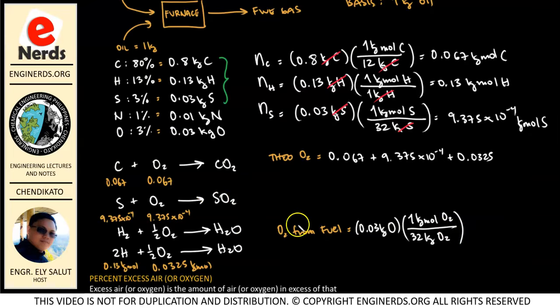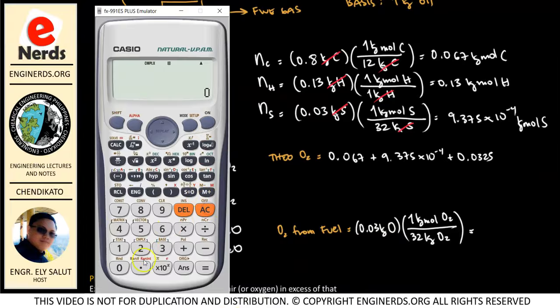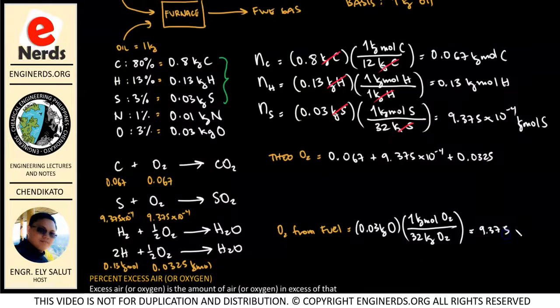Okay, so therefore, our O2 from the fuel is equal to, let's see from our calculator, 0.03 divided by 32 is equal to 9.375 times 10 to the negative 4 kilogram mole ng O2. Okay? So, dahil nandito na yan sa ating fuel, we have to subtract that here. So, minus 9.375 times 10 to the negative 4.